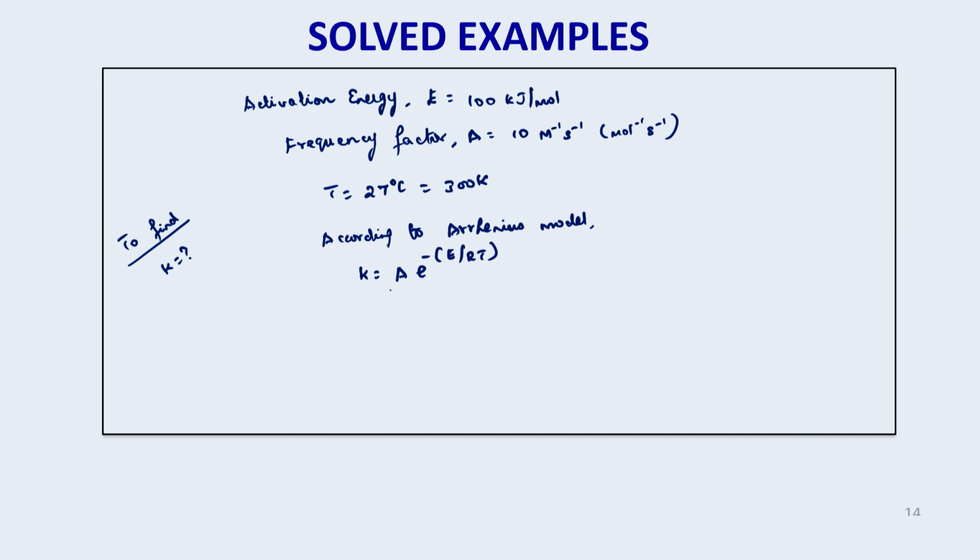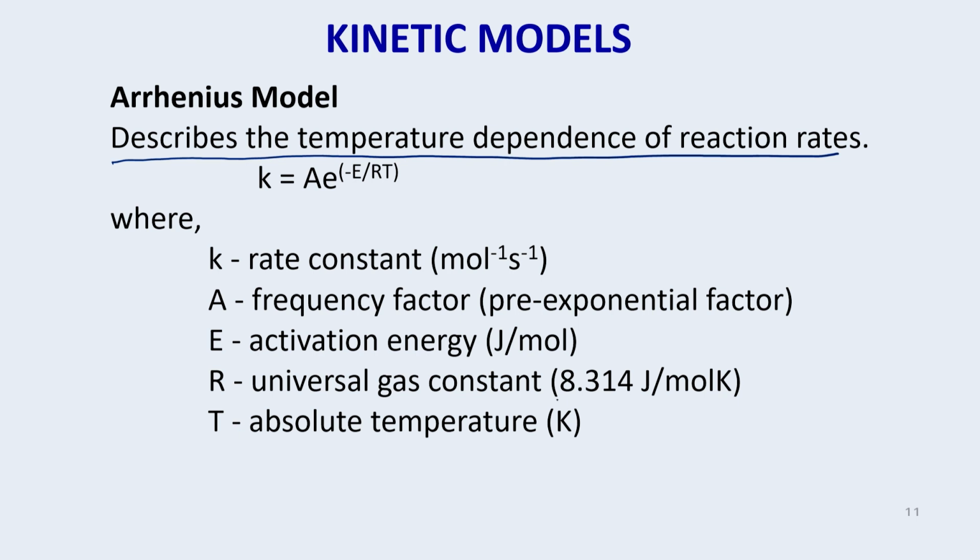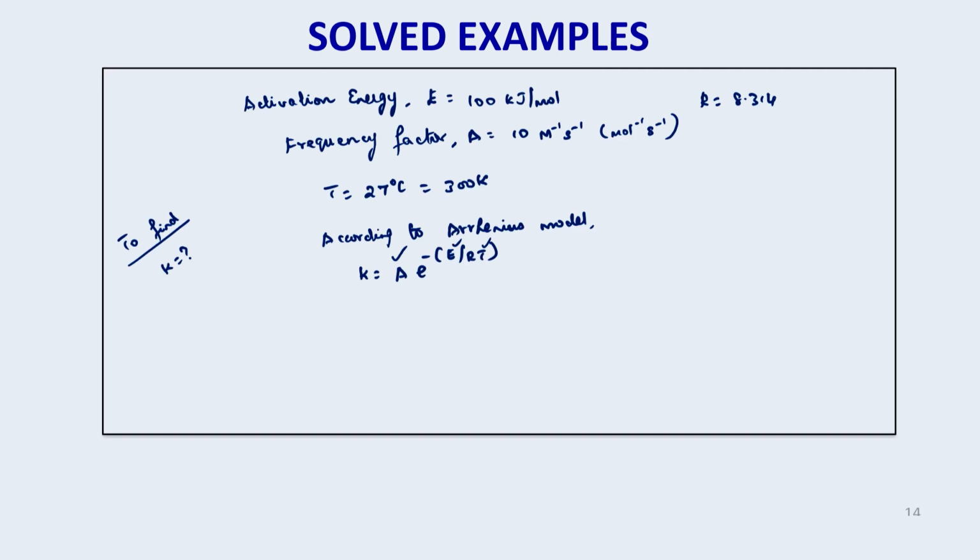So A is given, capital E is given, temperature is given, and R is 8.314. If R is not given, you have to take this value, R equal to 8.314 joule per mole Kelvin. If it is not given, we always take this one, the universal gas constant. So substitute the values.